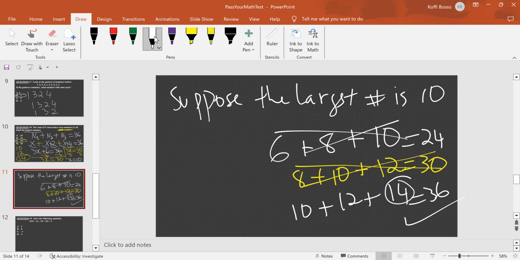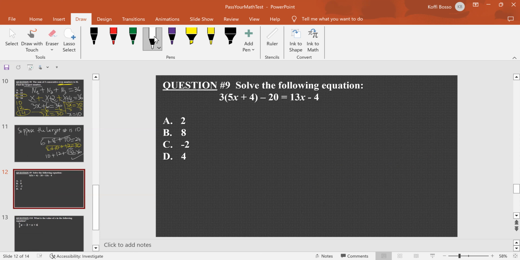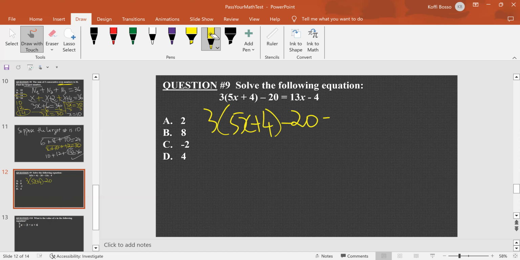Okay, we continue. Question number 9. Solve the following equation. So here we have a linear equation, and we want to solve for x. That x is the variable. Therefore, you're going to distribute. So let's rewrite the equation as 3 parentheses 5x plus 4 close parentheses minus 20 is equal to 13x minus 4. So you're going to distribute 3 to everything inside the parentheses.